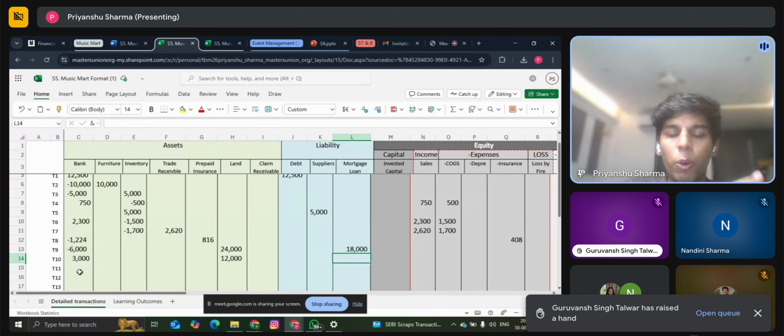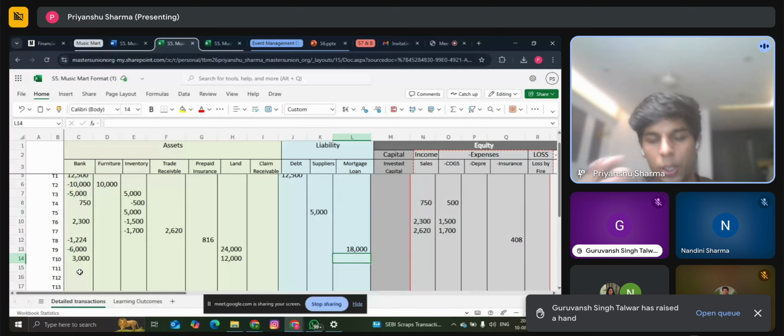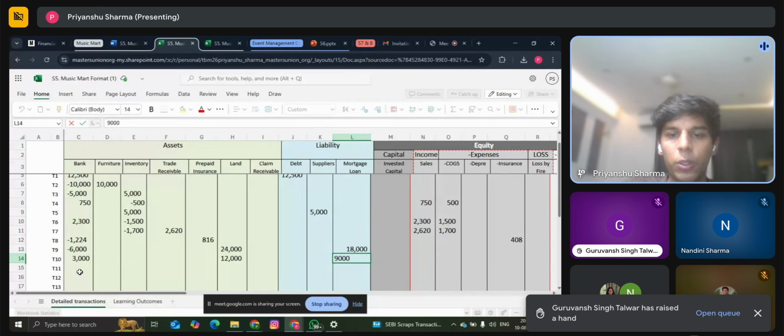So that loan from the bank will be transferred to them. That loan is going to be deducted from this side. So our remaining loan would be 9,000 only, since 9,000 is taken out of our hand.